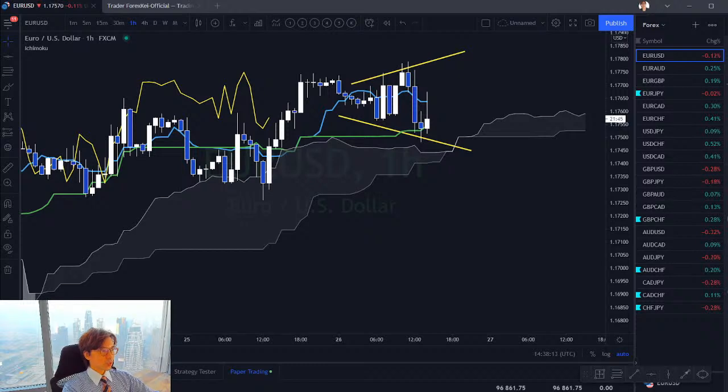All right, Soros says we can use forecast lines, Euro USD daily chart. Yeah, forecast lines can be effective when the market retraces. Yeah, that's true.